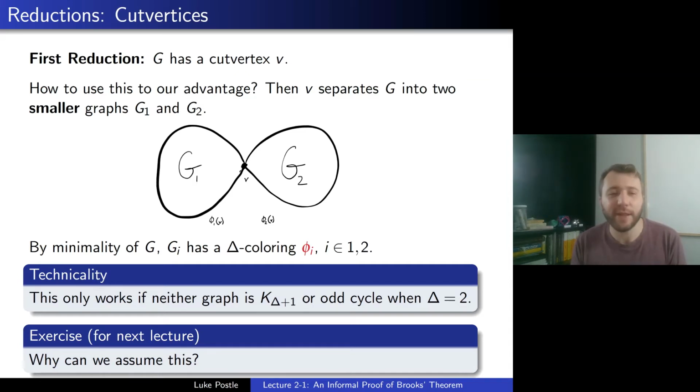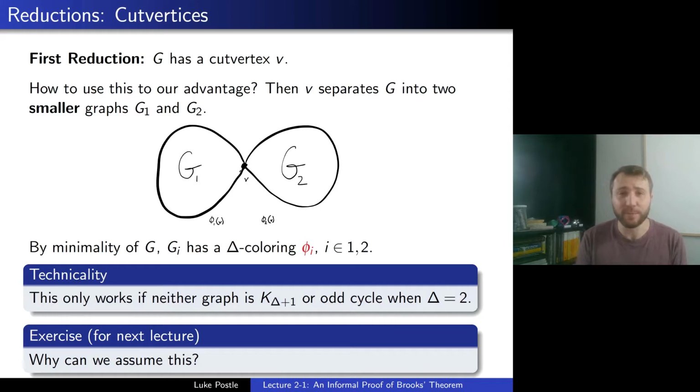And as an exercise for next lecture, where we're going to actually do the formal proof, you can think about why can we assume this? So why is this true? What's the argument why neither of these is actually an exceptional outcome? But for today, I'm not going to give you the answer to that. I'll just let you think about it. So this is a technicality to check the conditions, but actually it ends up working.